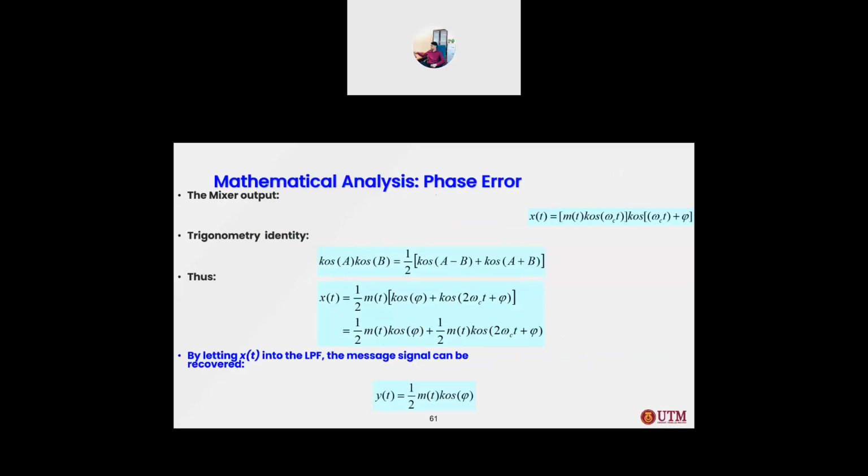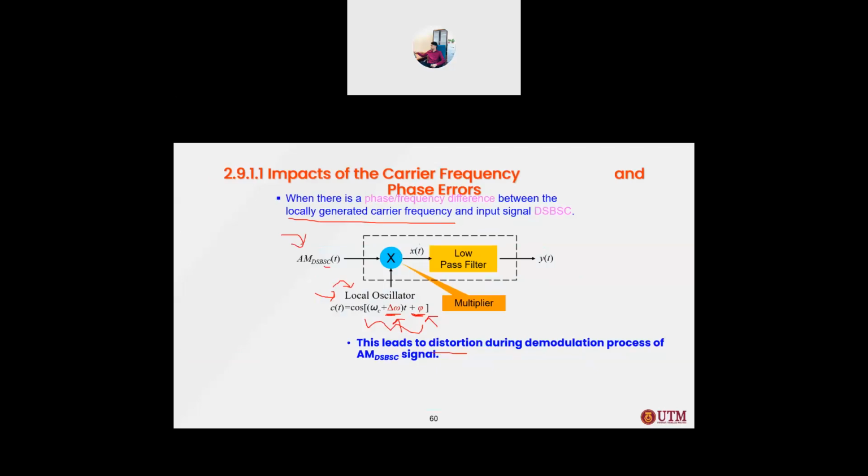So this is the mathematical analysis. This one is also straightforward. I think there's no problem in you understanding this, but if you have a problem, let me know. So you have the mixer output. This is your mixer. What is coming out from x(t) in case there is a phase error or a frequency difference?